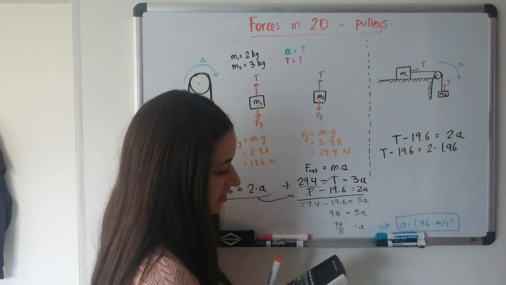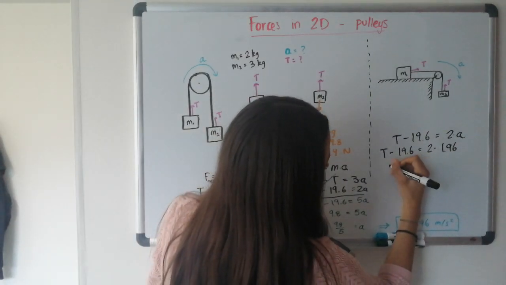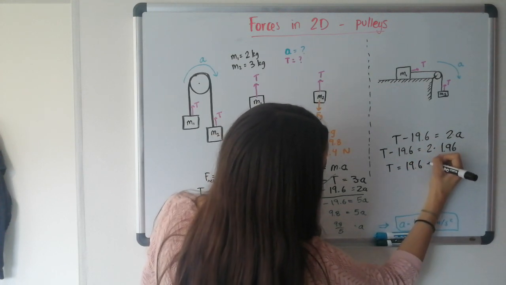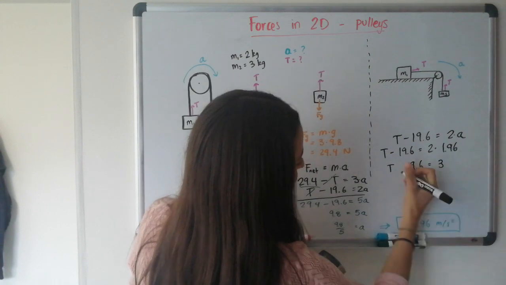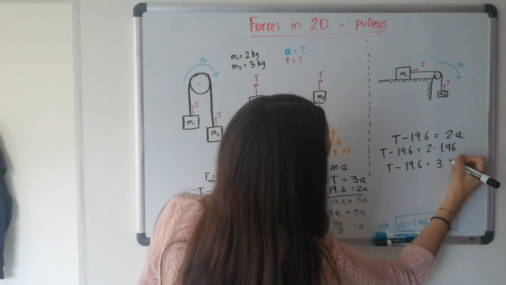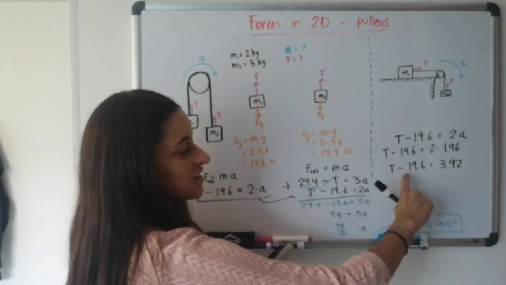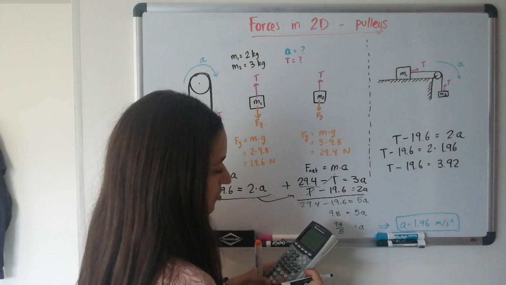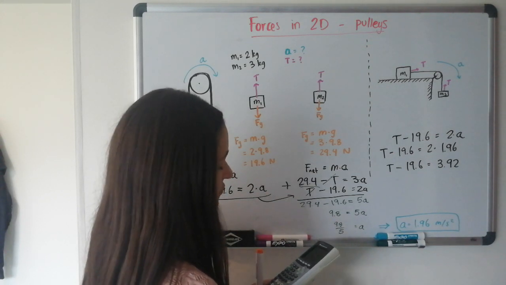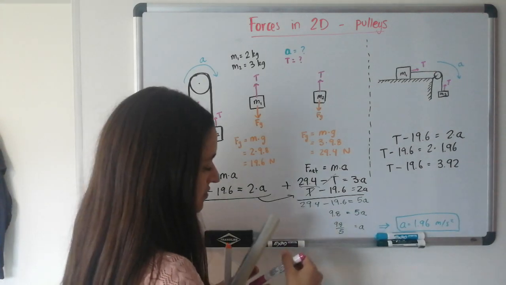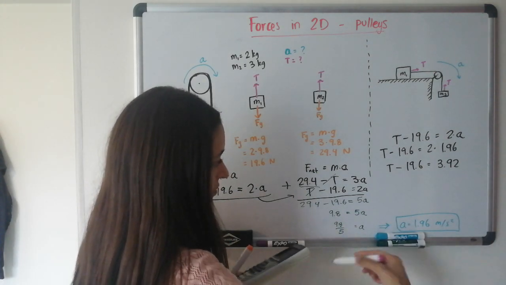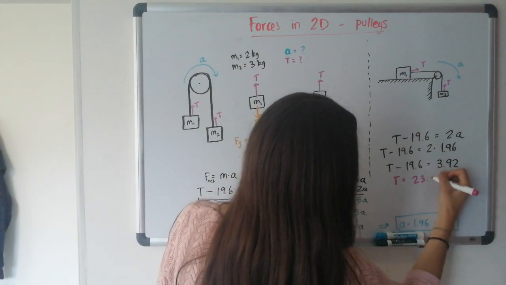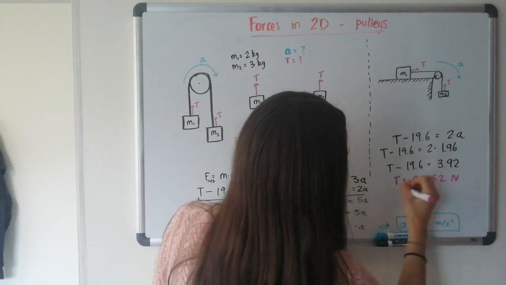We can put that into the calculator. 2 times 1.96 gives us 3.92. So T minus 19.6 equals 3.92. And finally, to solve for T, we add 19.6 on the other side. So we do 3.92 plus 19.6 gives us 23.52. So finally, we get our T. So T is just 23.52 newtons.